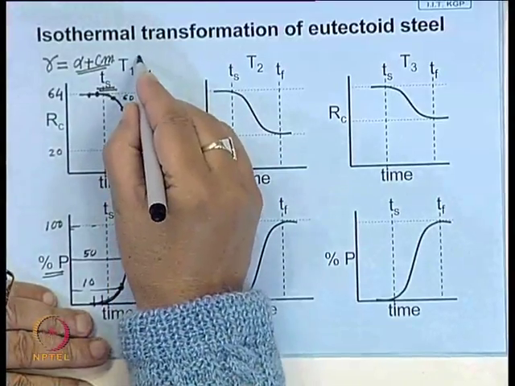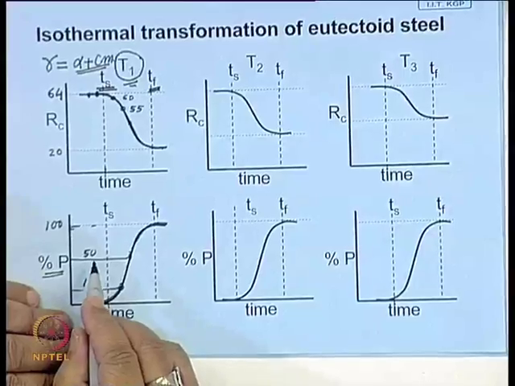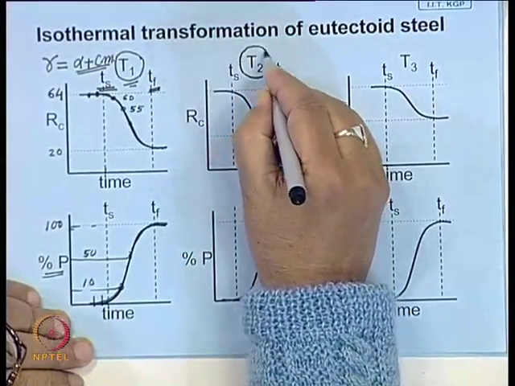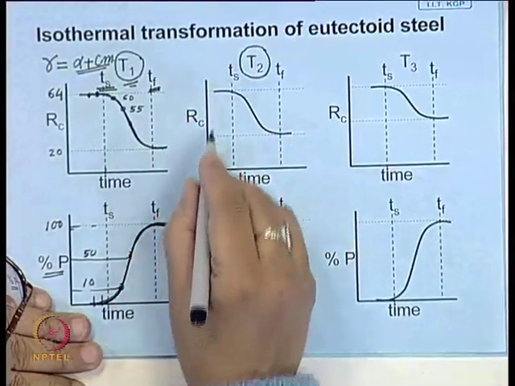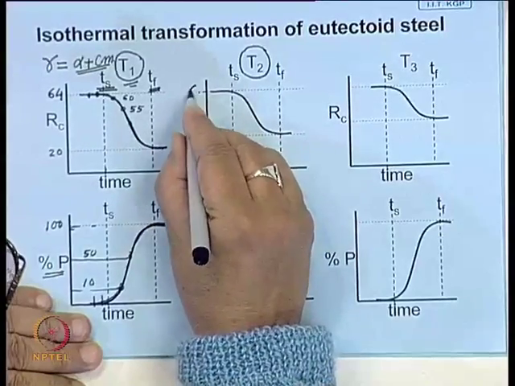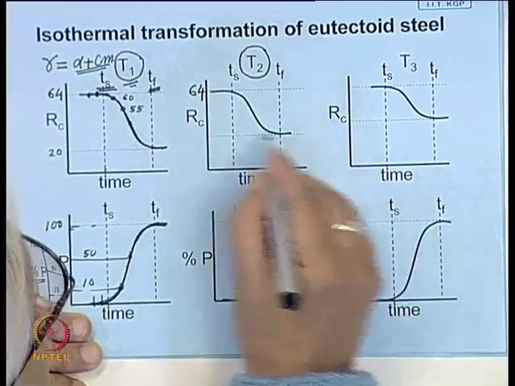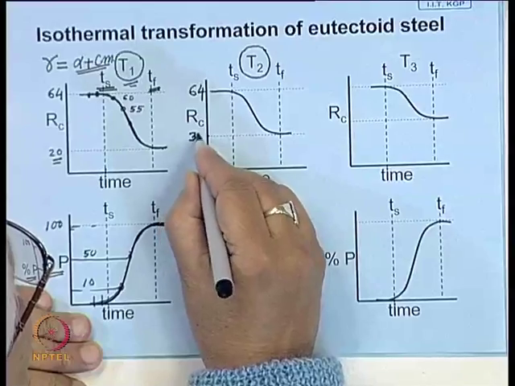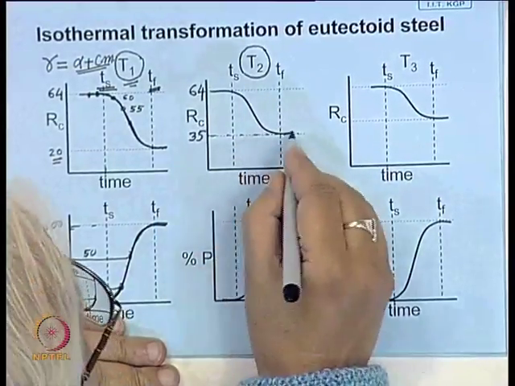And we do the similar experiment that you have done by keeping that intermediate bath at T1. We repeat the same experiment at another temperature T2, and there also you do exactly the same thing. Here you find that although this part still says 64, the hardness increases, maybe from 20 it becomes 35. We will see why it becomes harder.